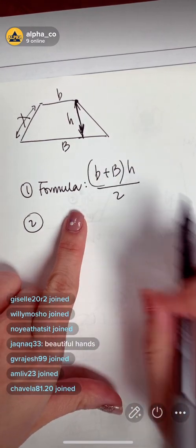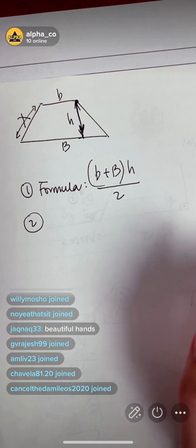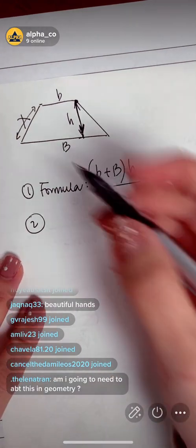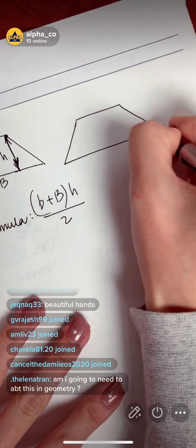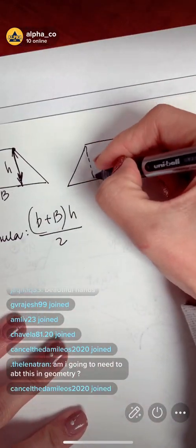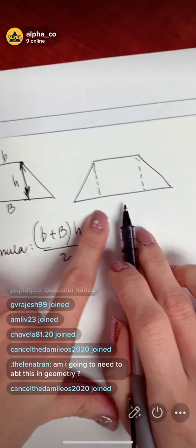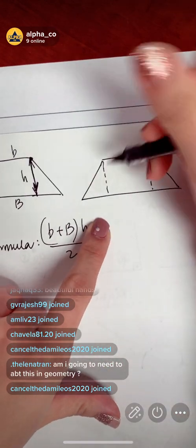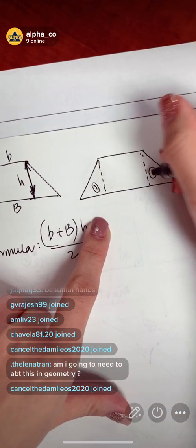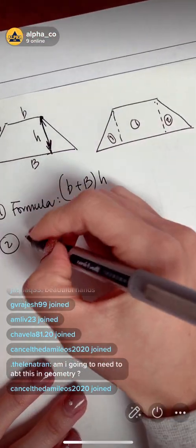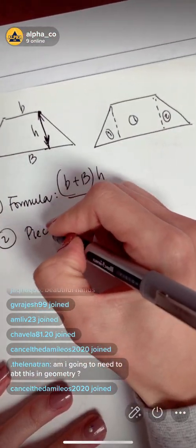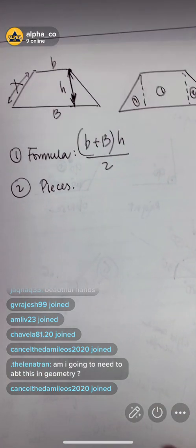So you can use the formula to find out the area of a trapezoid, or you can separate them into 2 triangles and 1 square, and then you can add them all. So you're gonna have 1 triangle, 2 triangles, and 1 square. So you can divide into pieces, right?